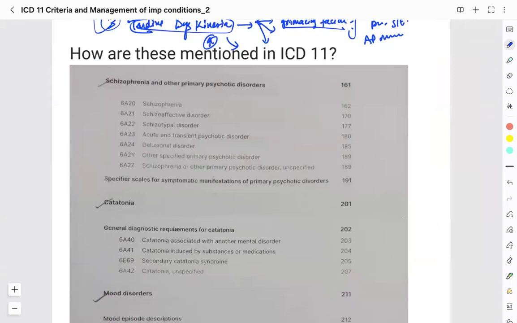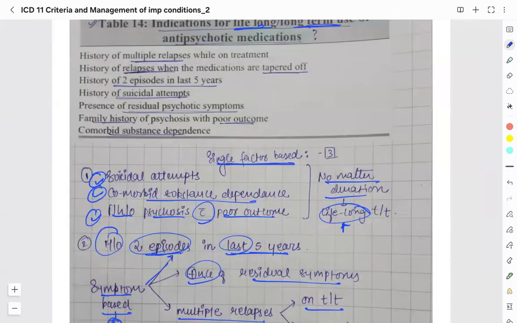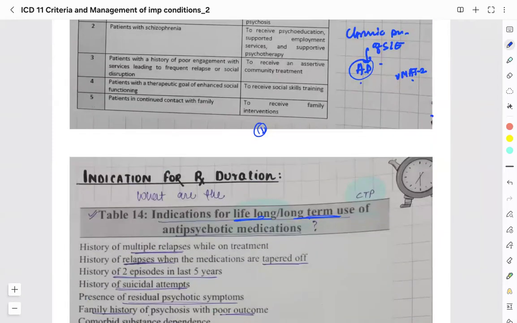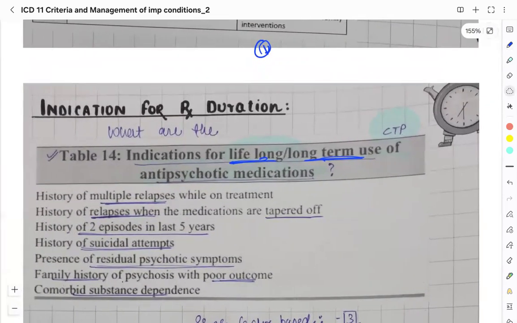Sorry, can you please repeat that? Yeah, sure. So let's say you tell me, what do you think would be the indication for lifelong treatment for a patient with schizophrenia?